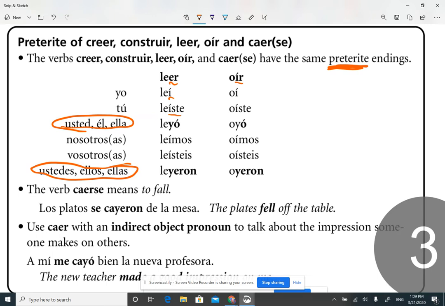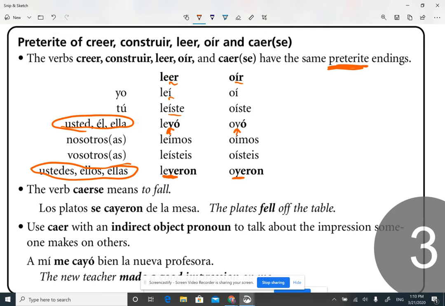So what happens is we end up sticking a y in there. That's the difference with these verbs, we put a y in there to maintain a normal sounding verb. It's just easier to say. If you didn't have that, for example here you would have 2 e's together, leeron, and it just is harder to say. But if we put a y in there, leyeron, it's just easy.